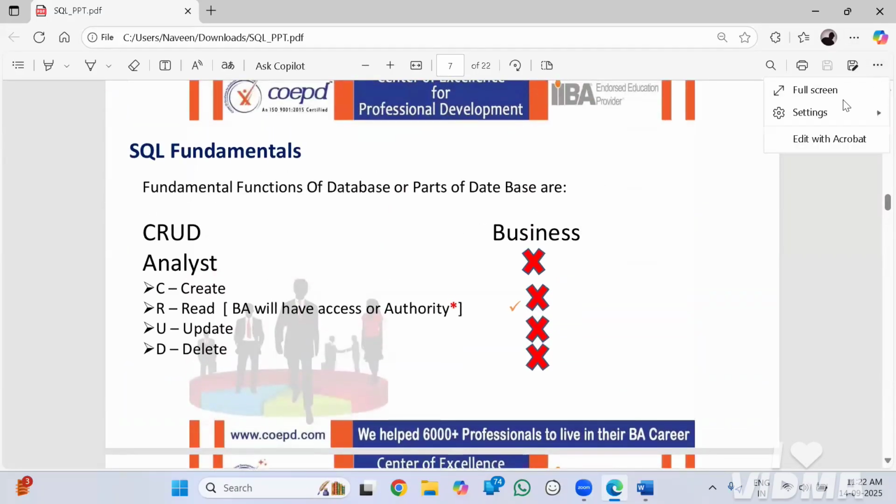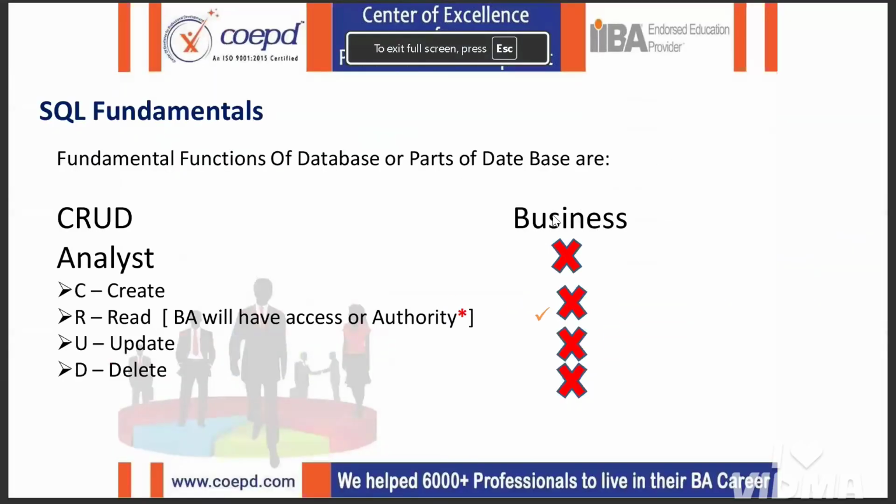Coming to SQL fundamentals, what kind of operations can we do using SQL, and what kind of operations can we do as a BA? Using SQL on data, we can perform CRUD operations. C for create, R for retrieve or read, U for update, and D refers to delete.